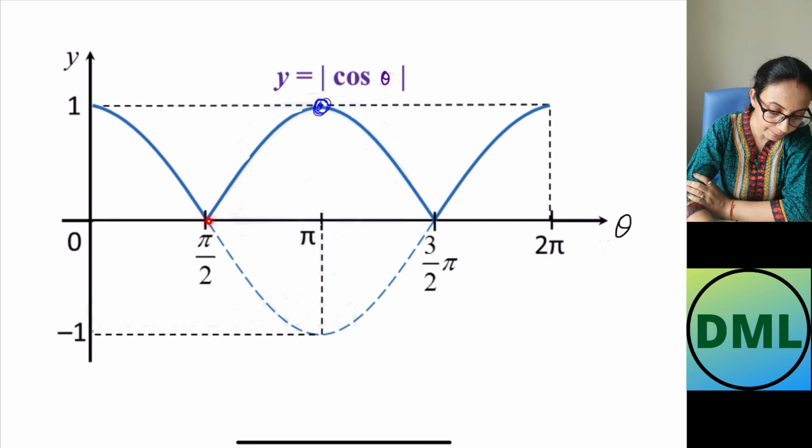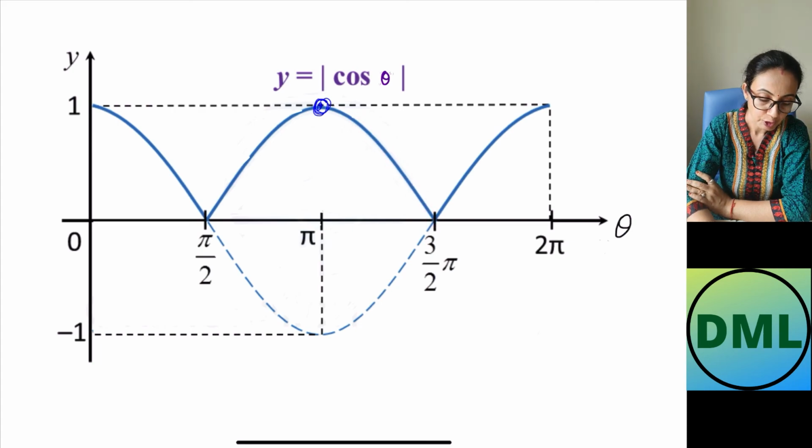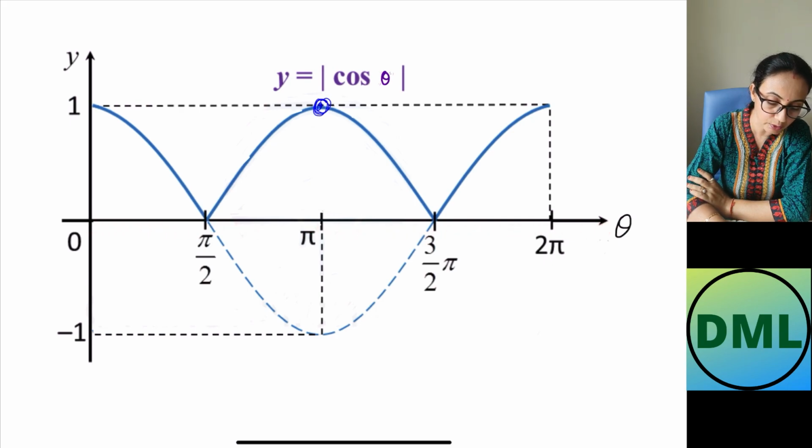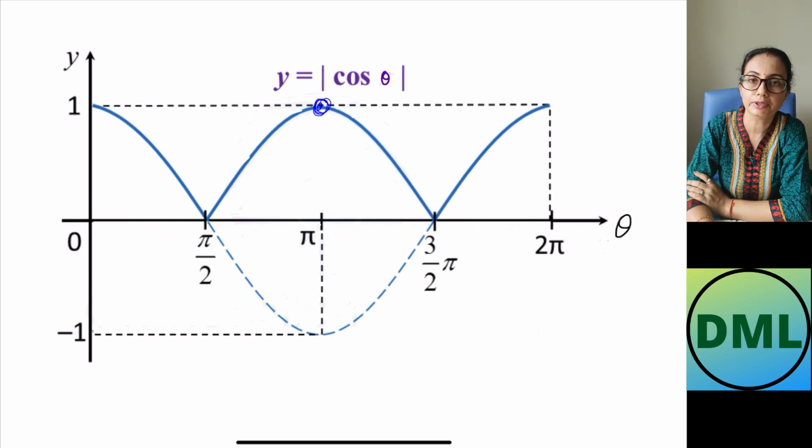And from pi by 2 to 3 pi by 2, I need to flip my curve and plot it like this. So y is equal to modulus of the cos theta function will be given like this. This will be your modulus of the cos theta graph, in which this is your axis, and from 0 to 2 pi that will be your period, or you can say one cycle. I hope now it is clear.